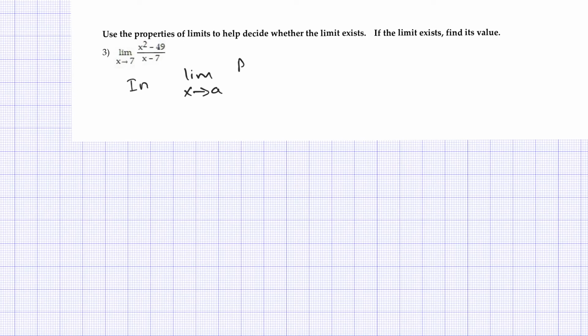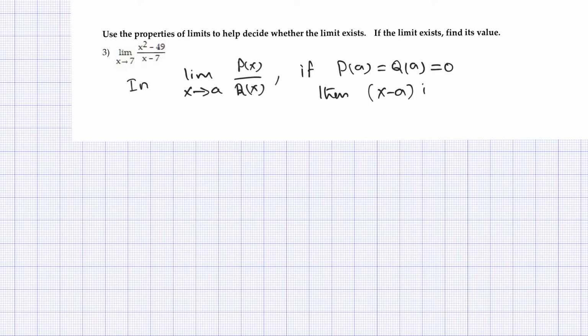In limit as x approaches a of p of x divided by q of x, if p of a and q of a are both equal to 0, then x minus a is a common factor of p of x and q of x.